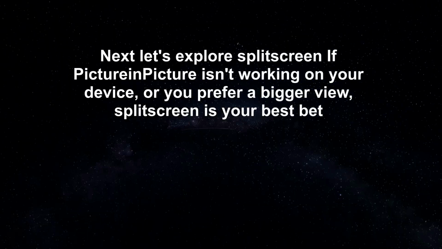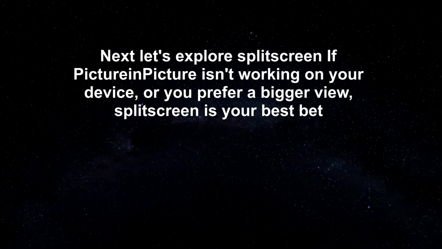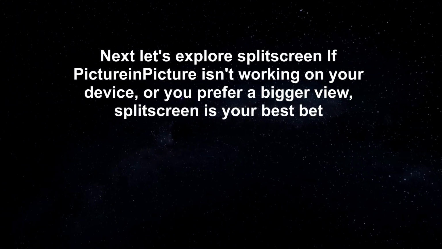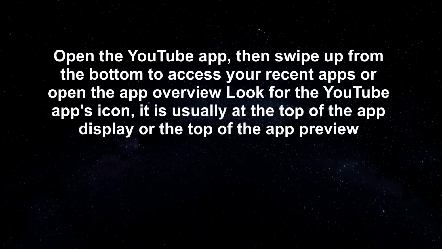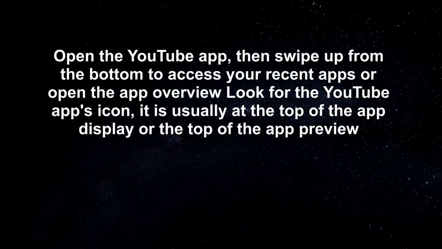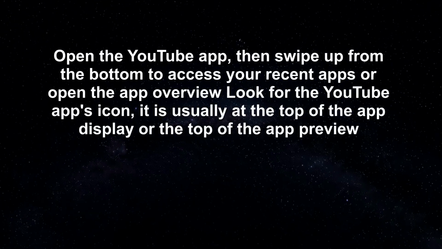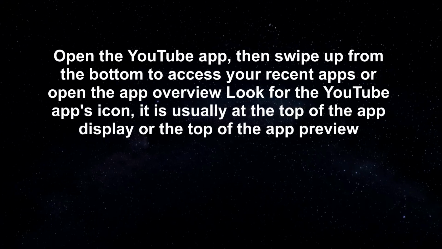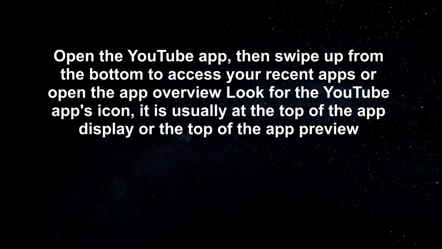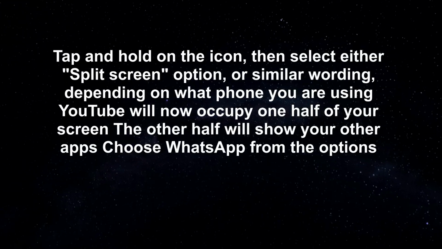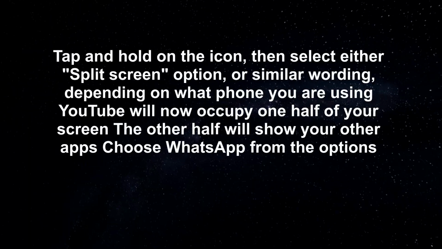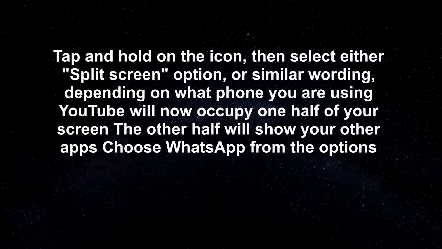If picture-in-picture isn't working on your device, or you prefer a bigger view, split screen is your best bet. Open the YouTube app, then swipe up from the bottom to access your recent apps, or open the app overview. Look for the YouTube app's icon. It is usually at the top of the app display or the top of the app preview. Tap and hold on the icon, then select either split screen option or similar wording.